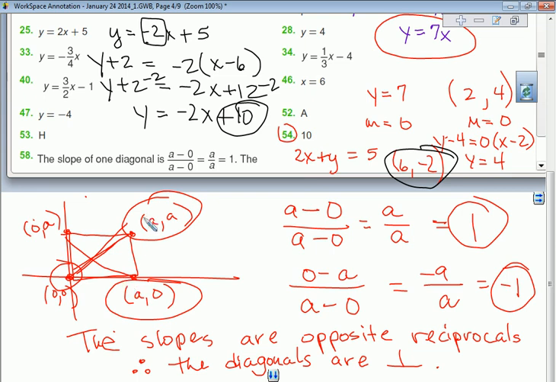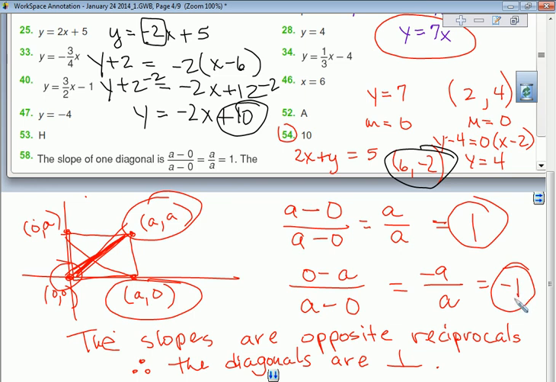Well, we can plug this into y2 minus y1 over x2 minus x1. And if we find the slope of this line, we get y2, a, minus y1, 0, over x2, a, minus x1, 0. We get a over a, which simplifies to 1. Now, when we find the slope of this line, we're going to do the same thing. 0 minus a over a minus 0 is negative a over a, which simplifies to 1.